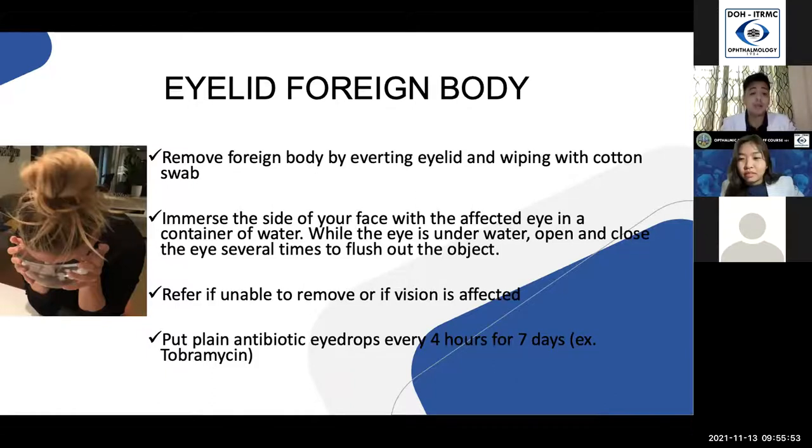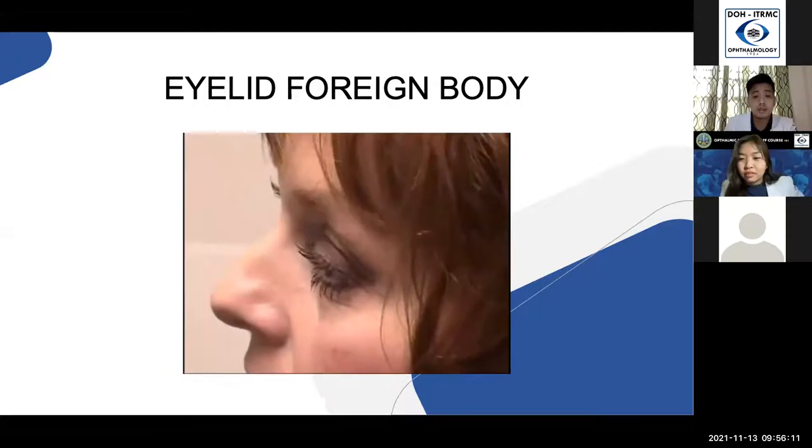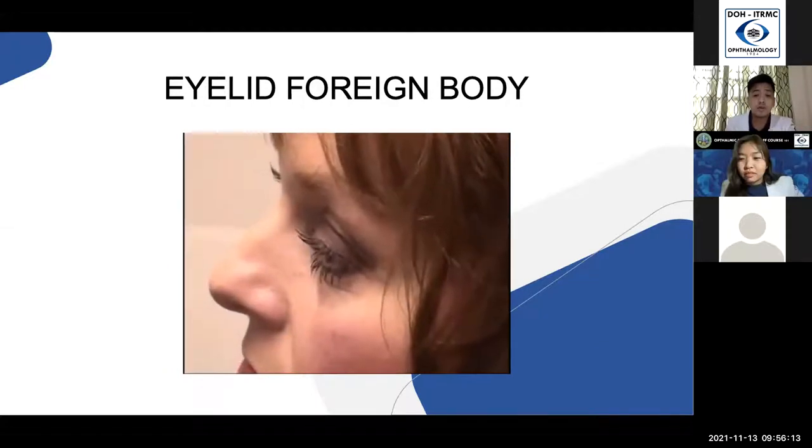So if you cannot remove it or the vision is affected, you want to refer the patient or you can seek consult. And if you have antibiotics, you can put plain antibiotics every 4 hours for 7 days. Example is tobramycin. So this is a video showing how to avert the eyelids.